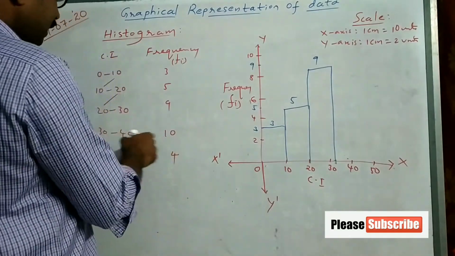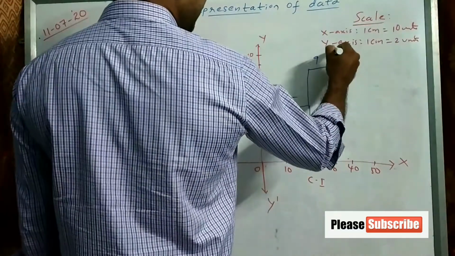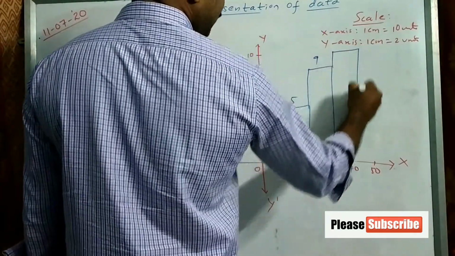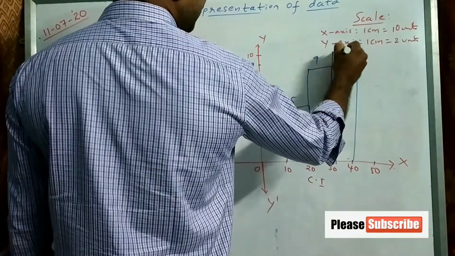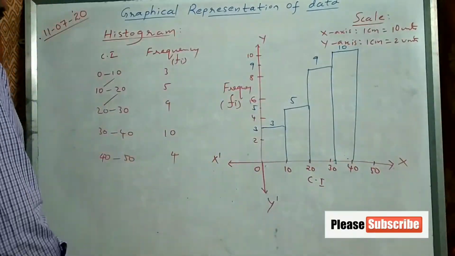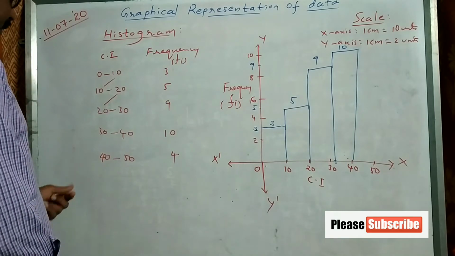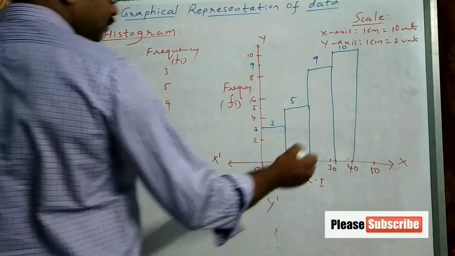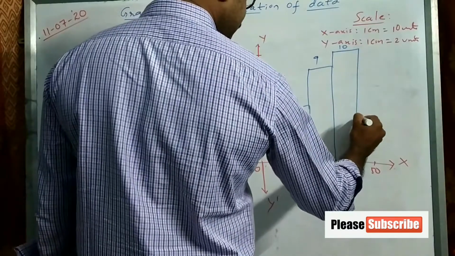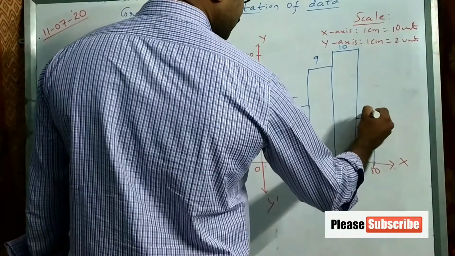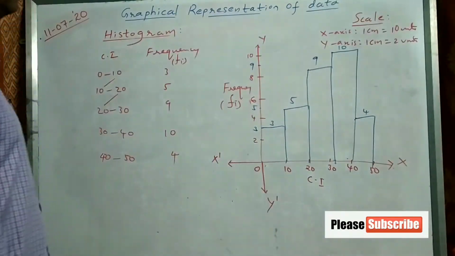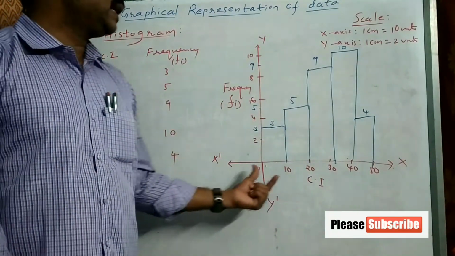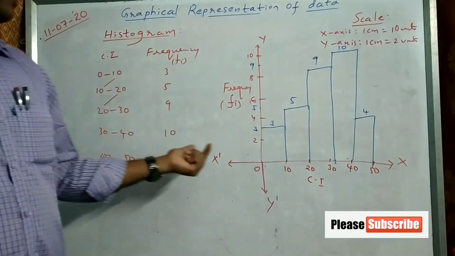Between 30 and 40, how much length we have? 10, right? So you have one more rectangle here, 10. Using scale you must draw. 40 to 50, what is the length of rectangle? 4. So exactly you have 4 here. This is 4. So this is called a histogram.